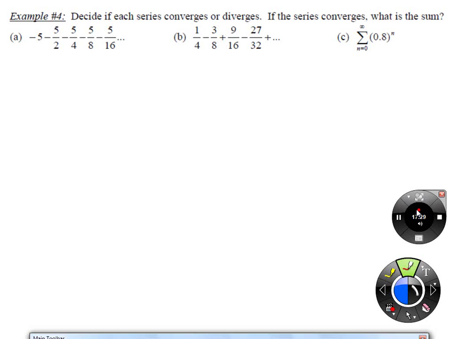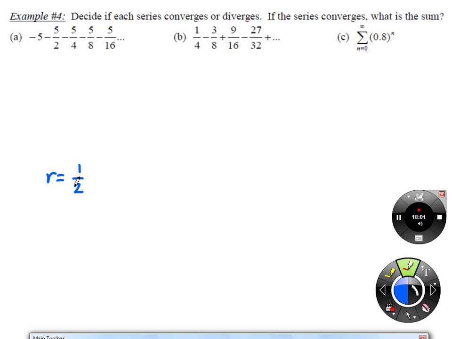Okay, a few of us are done, so let's talk about this. All right, so first series starts with -5, then I see -5/2, -5/4, -5/8. What is the ratio in this geometric series? Michael? 1/2. Good. Therefore, is this geometric series going to be convergent or divergent? Convergent, okay? Meaning I can find the sum. And see the ... at the end? So they're telling us it keeps going.